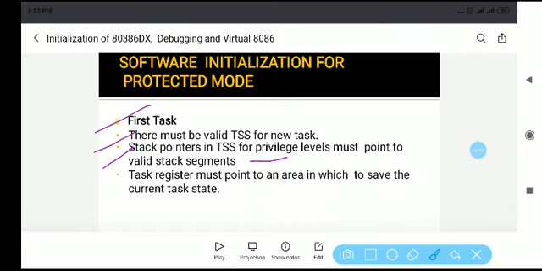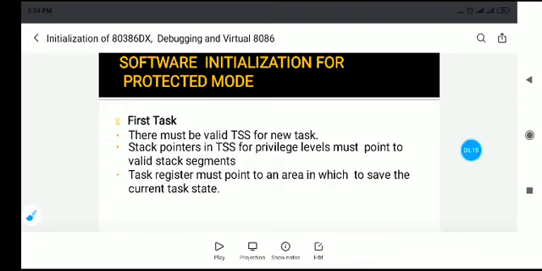So how do we identify whether the task segment is valid or not? By comparing the privilege levels of the various descriptors and the selector, we can identify whether the segment is valid or not. And the third condition is that the task register must point to an area in which to save the current task state.